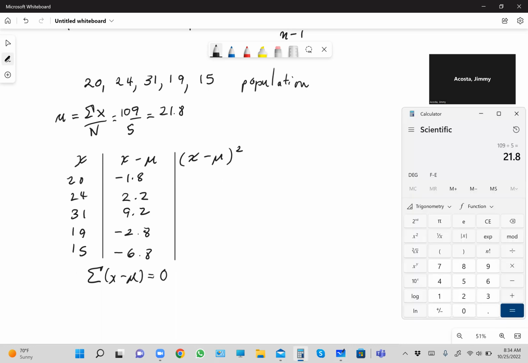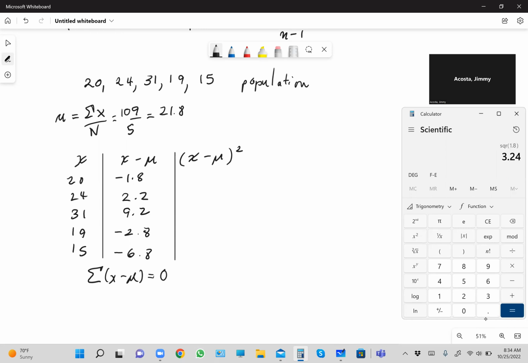I'm gonna go ahead and verify here in front of you guys. Negative 1.8 plus 2.2 plus 9.2 plus negative 2.8 plus 6.8, oh no, negative 0.8, we get 0. Good.